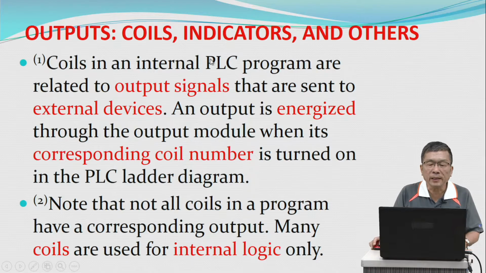Coils in an internal PLC program are related to the output signals that are sent to external devices. An output is energized through the output module when its corresponding coil number is turned on in the PLC ladder diagram. Note that not all coils in the program have a corresponding output. Many coils are used for internal logic only.